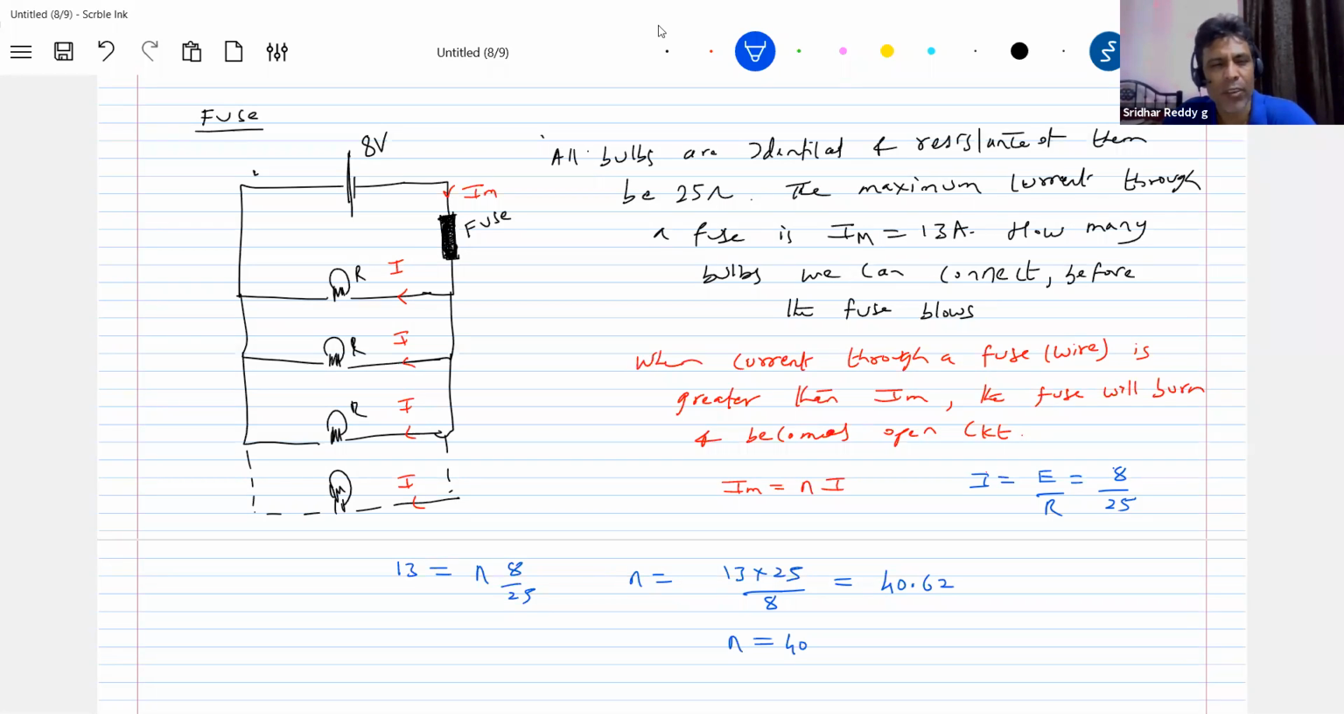Sir, what if I connect 20 bulbs? No problem. The current through the fuse will be less than IM. The fuse will not burn out. I think this is a very good way of dealing with this one.